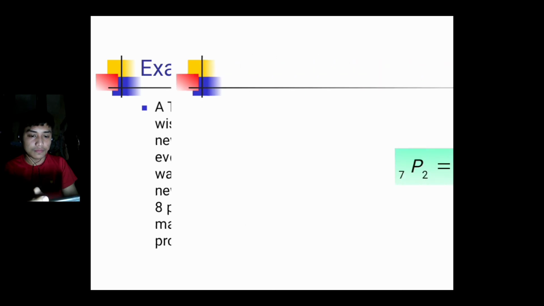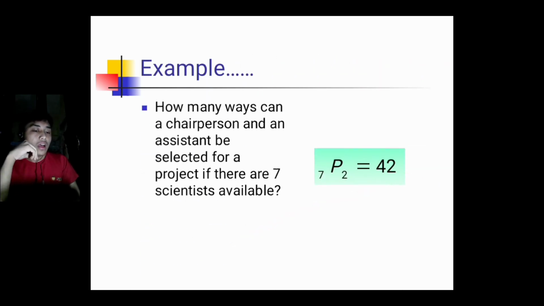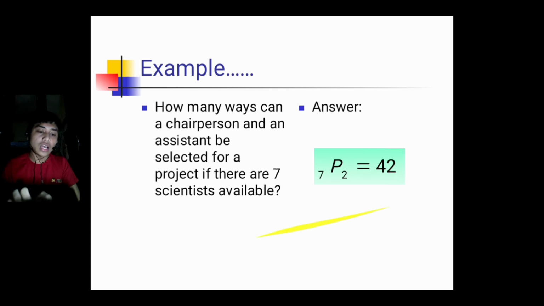Next example. How many ways can a chairperson and an assistant be selected for a project if there are 7 scientists available? So we have 7P2 is equal to 42. So i-calculate, gagamit din tayo ng calculator, no? Kung gusto nyo lang naman. Pero kung gusto nyo talaga ng sakit ng ulo, gusto nyo may stress, okay. So, answer is ayan. So, paano natin nakuha yung 42?